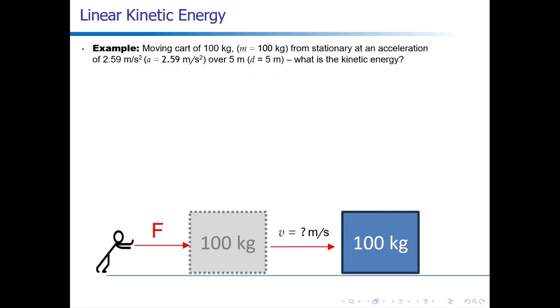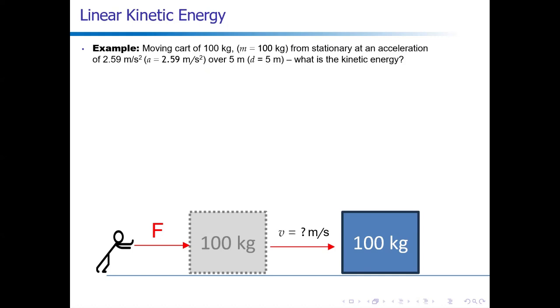What if velocity isn't given and we need to find the kinetic energy another way? Let's build upon the same 100-kilogram cart example we've been using throughout this lecture. So we've already calculated that it accelerates at 2.5 meters per second squared over a distance of 5 meters, but we're not told the velocity directly. To solve for kinetic energy, we first need to know the velocity.